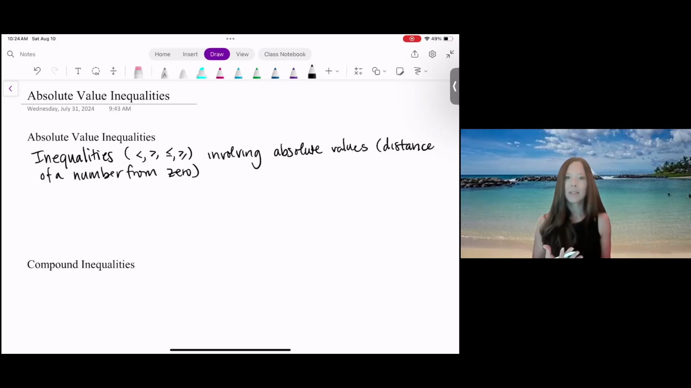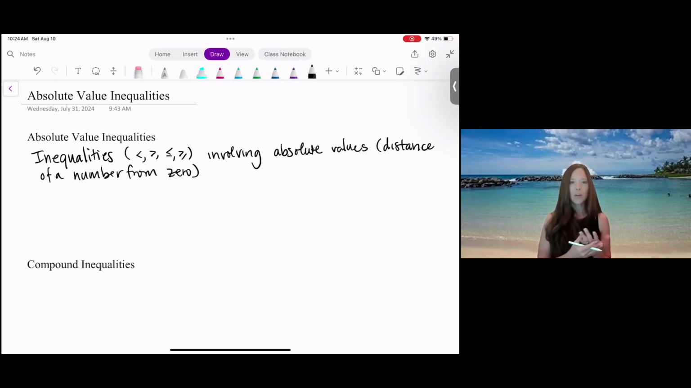When you have a less than sign, it's actually quite easy. You drop the absolute value and you write the less than twice, with a negative. I'll show you what I mean by that. When you have a greater than, you have a little bit more strategy to use. So let's talk about compound inequalities really quickly and then come back.